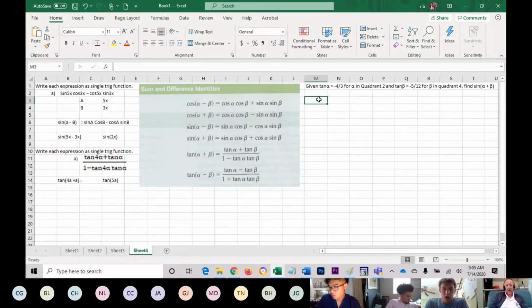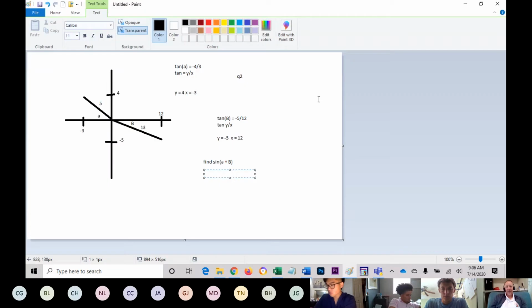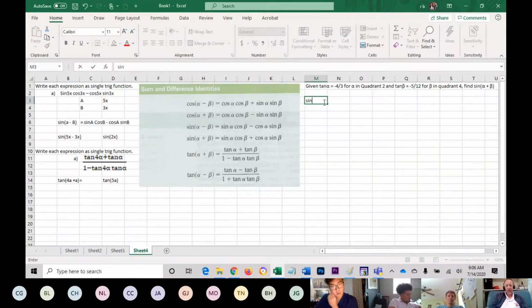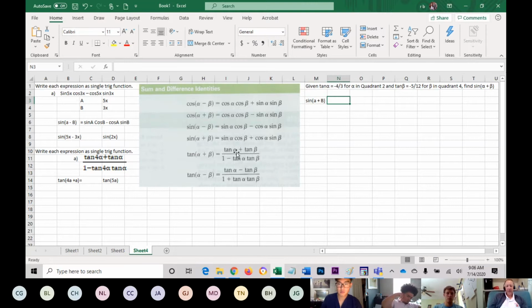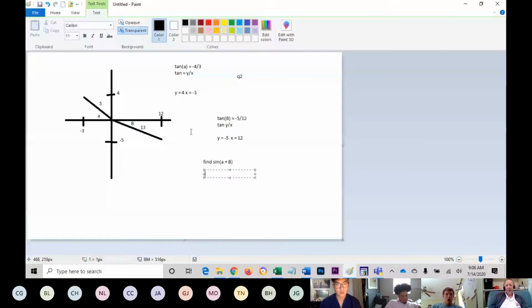So we know we need both things here at the same time. We're trying to find sine of alpha plus beta. We know we're going to be using this one here, right? Rule number 4. So what we're going to need to do is figure out all the sines and cosines.